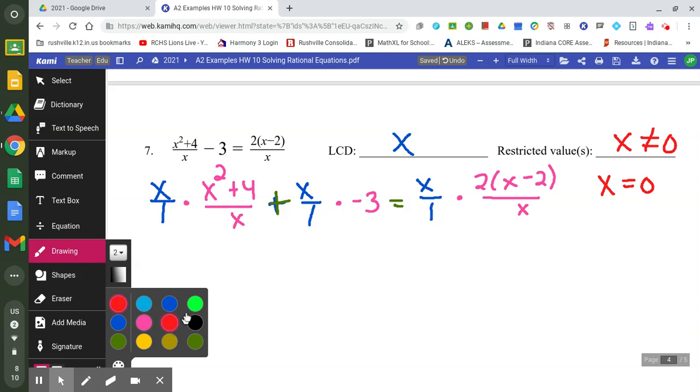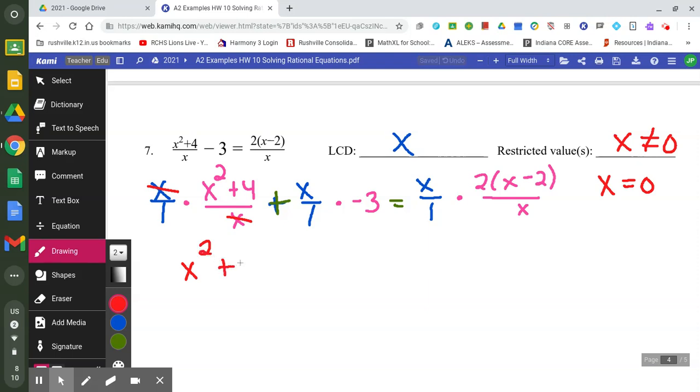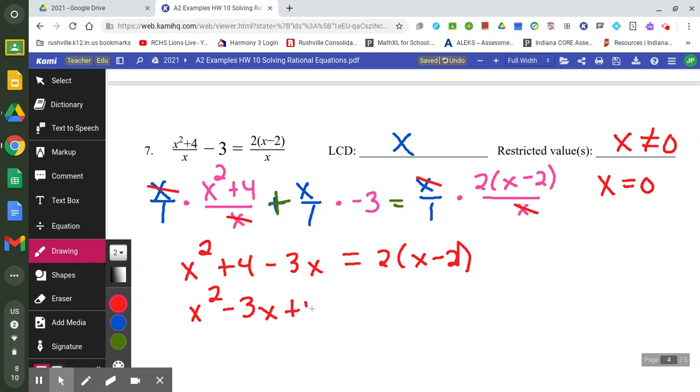So we'll do our canceling. So x on top, x on bottom. So I've got x squared plus 4 plus, and then nothing here cancels. So I'm actually going to get rid of that plus. And what I've got is 3 times negative, or x times negative 3. So I have negative 3x equals, and then x on top, x on bottom. And so now I'm going to simplify. So here I've got x squared minus 3x plus 4.